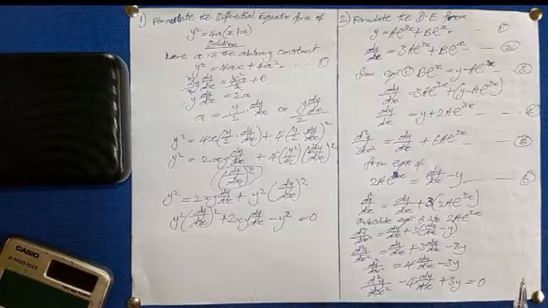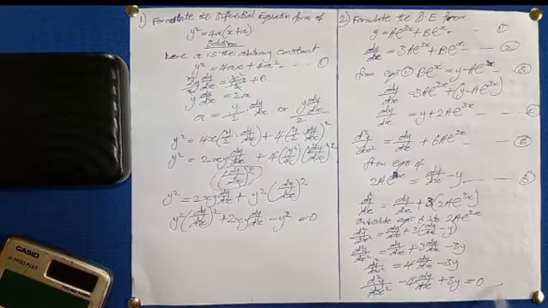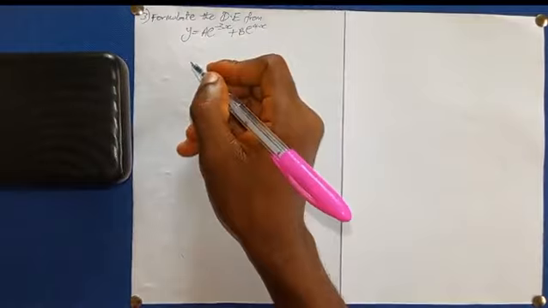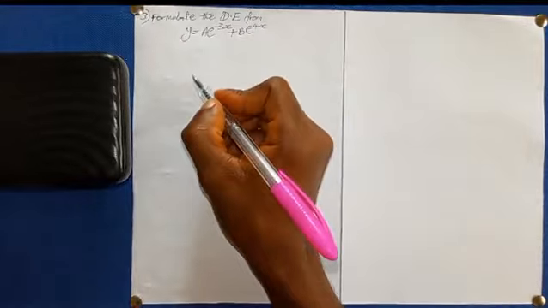So moving forward, I would like us to solve one more example. This is the next question I would like us to solve, the third question: formulate the differential equation from y equals a exponential minus 3x plus b exponential 4x.